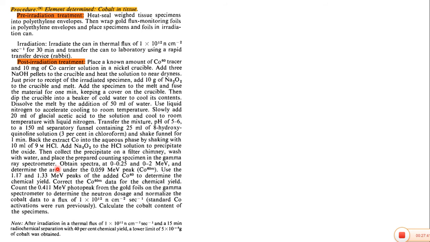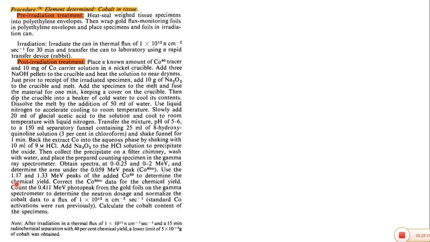Obtain the spectrum of the specimen from 0.0 to 0.25 and 0 to 2 mega electron volt, and determine the area under the 0.059 mega electron volt peak, that is the cobalt peak. So this is specific for cobalt, and each peak is unique in gamma ray spectroscopy. It should be in your mind that each type of peak is concerned with a specific element.